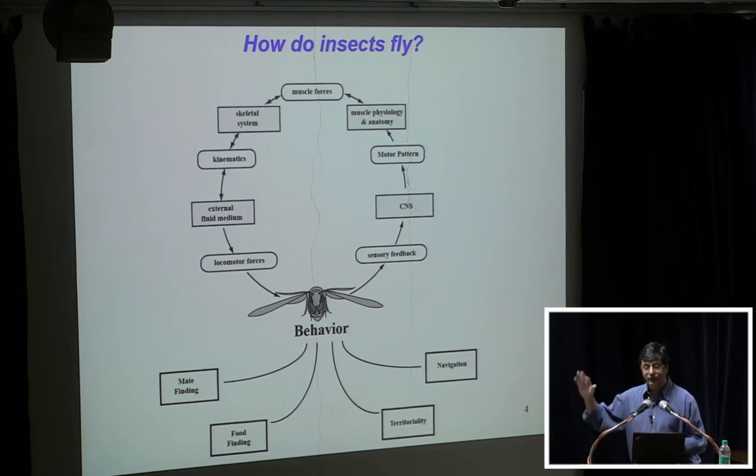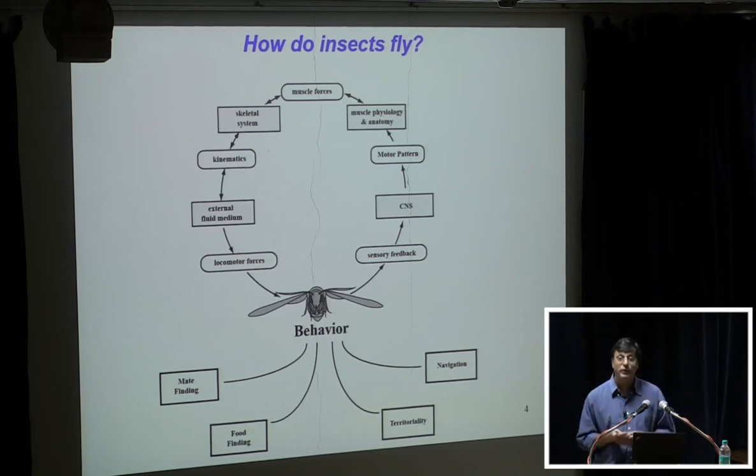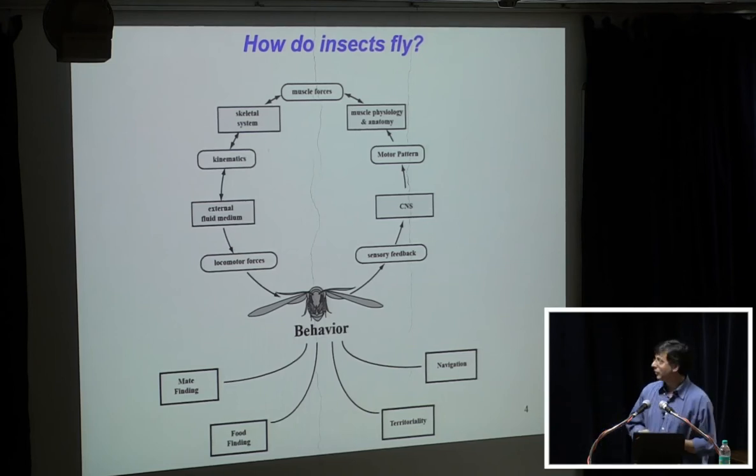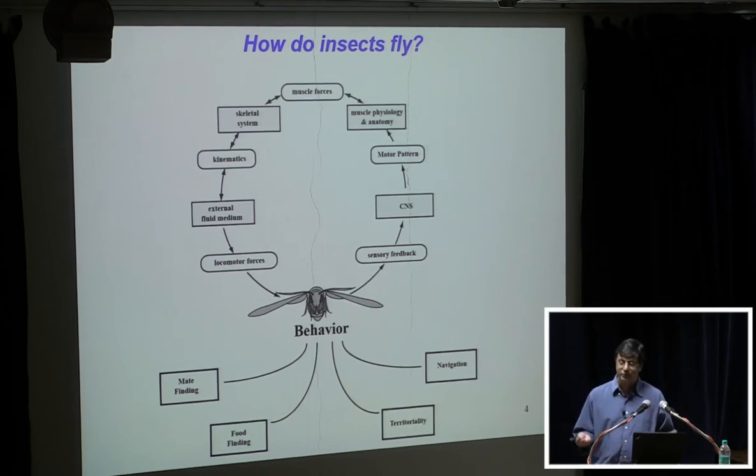So the wings then move, and when they move, they interact with the external fluid medium, which is air, which then causes locomotive forces and torques around the body, and that is what eventually leads to what we see as behavior. So the aerodynamics of insect flight is one aspect of the question. The musculoskeletal system is another aspect. The sensory motor feedback, how the nervous system works, is another aspect. These are entire fields in and of themselves, right?